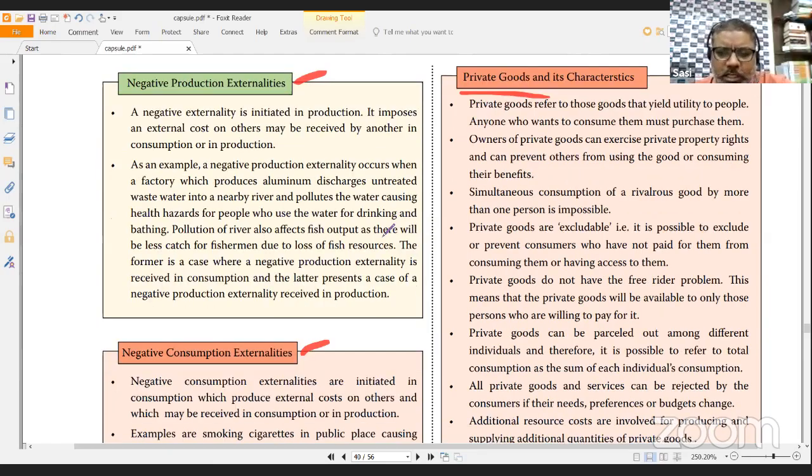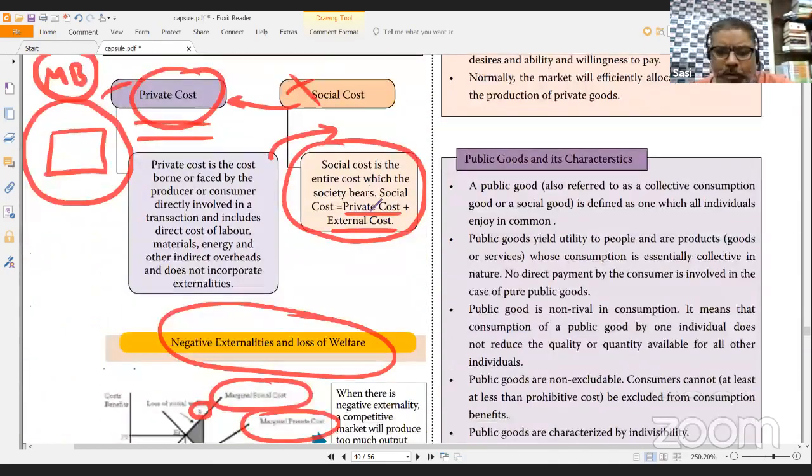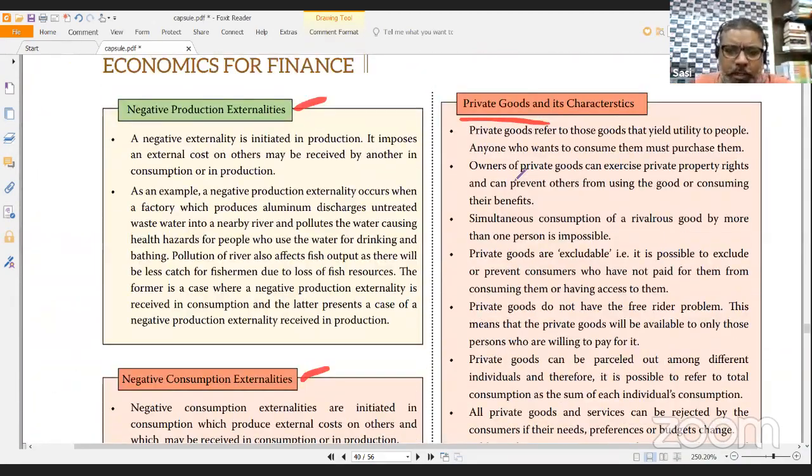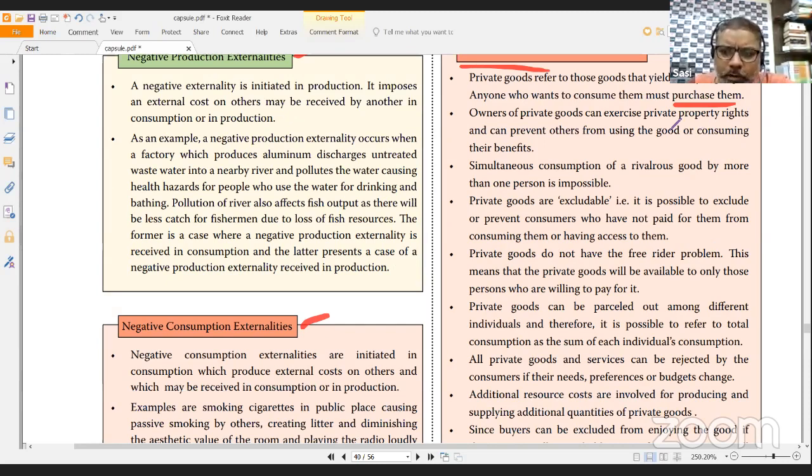For that, we have to understand two types of goods, private goods and public goods. So what are private goods and public goods? Many characteristics are there for private goods. Usually for private goods, what are the characteristics? One must purchase them 100%. And whenever somebody purchases, they can have private property rights.